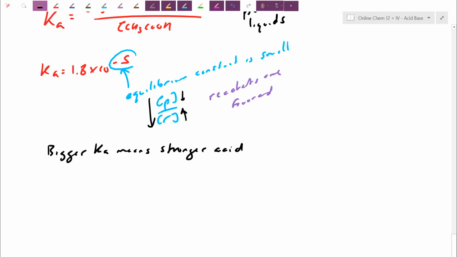Now again, what's confusing here is we're still going to be talking weak acids. These are the ones that hit equilibrium. But of these ones that hit equilibrium, some acids are better than other acids. Some are stronger weak acids.